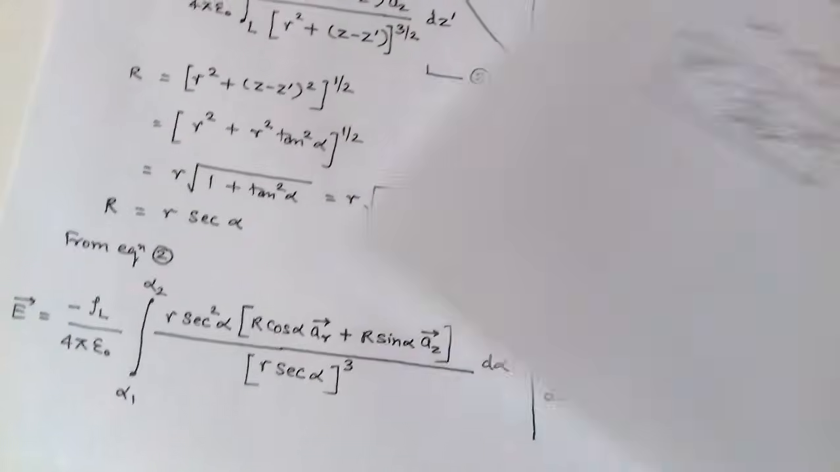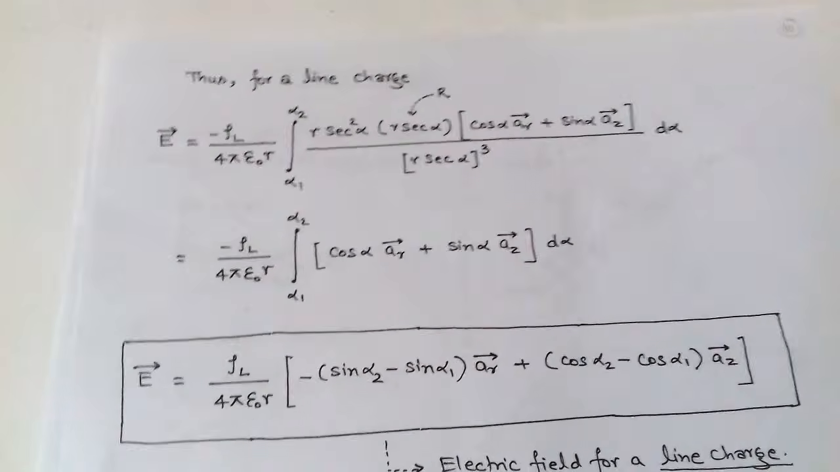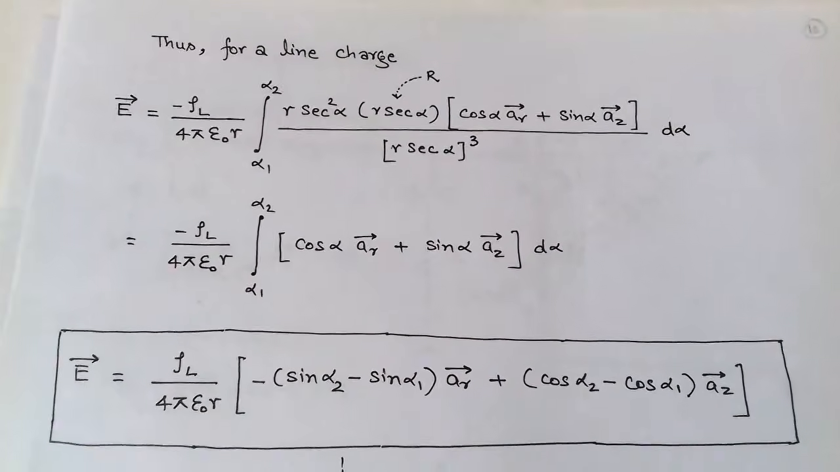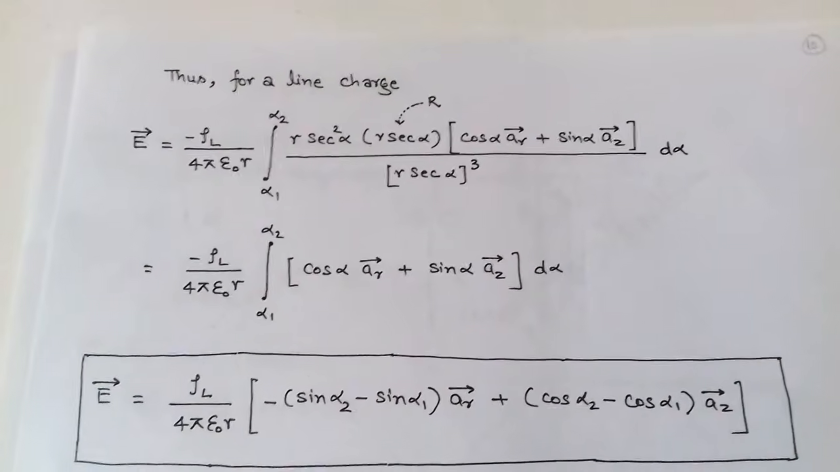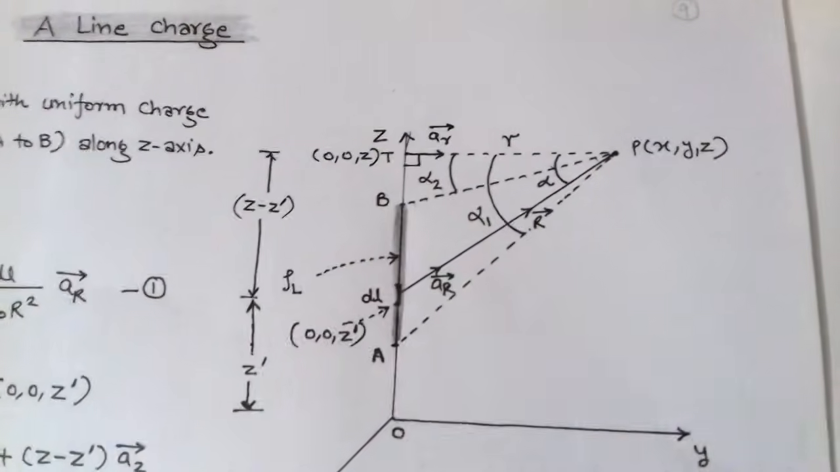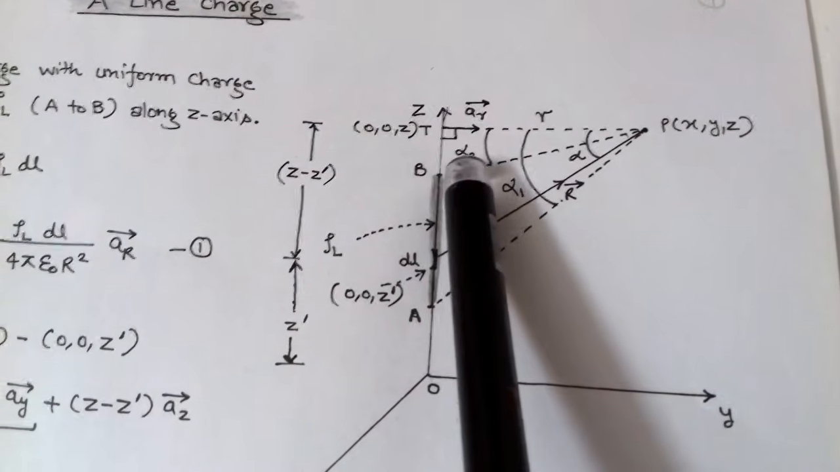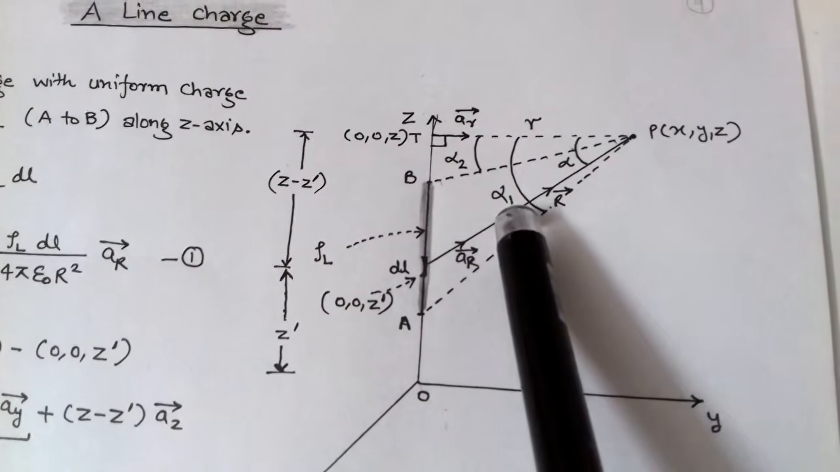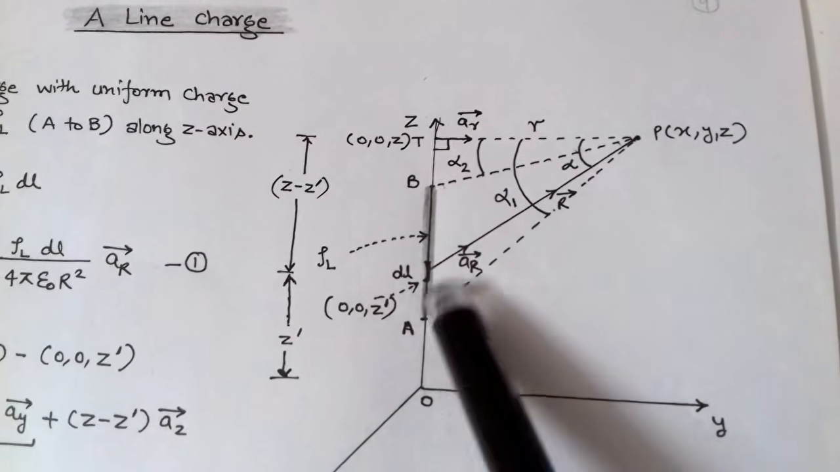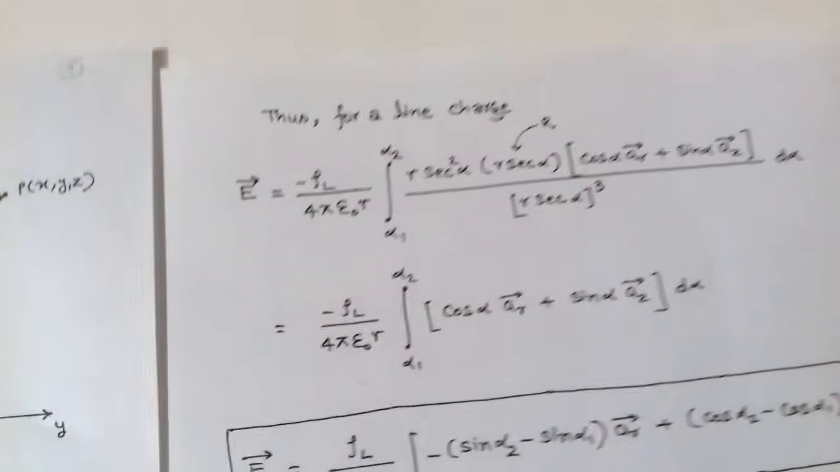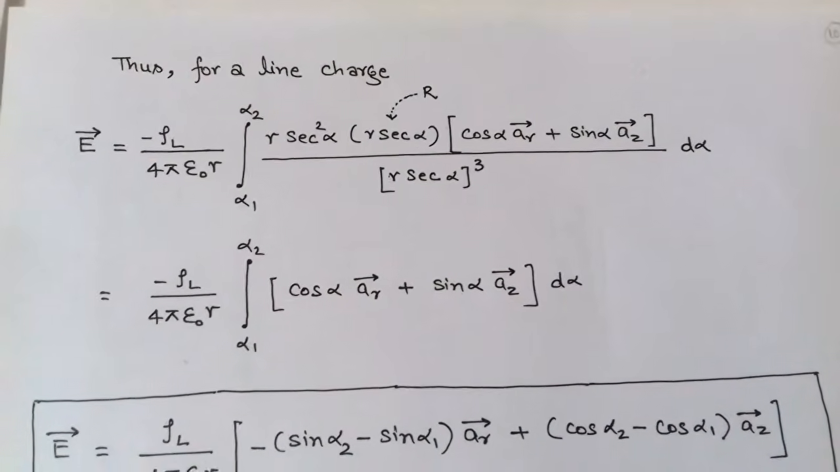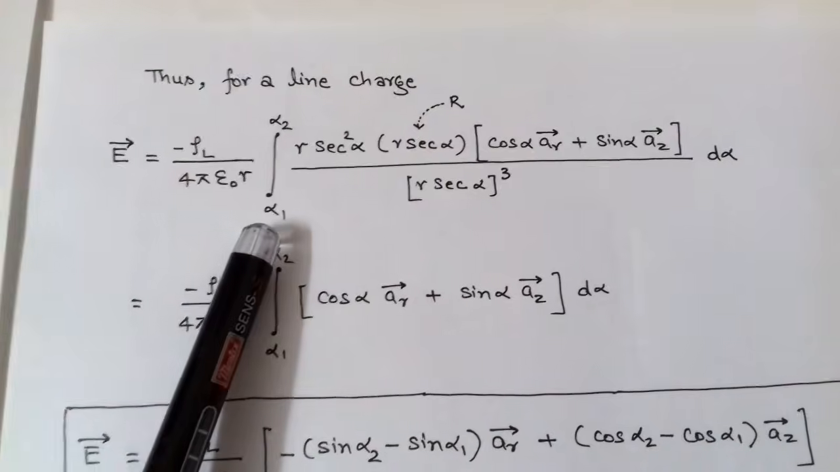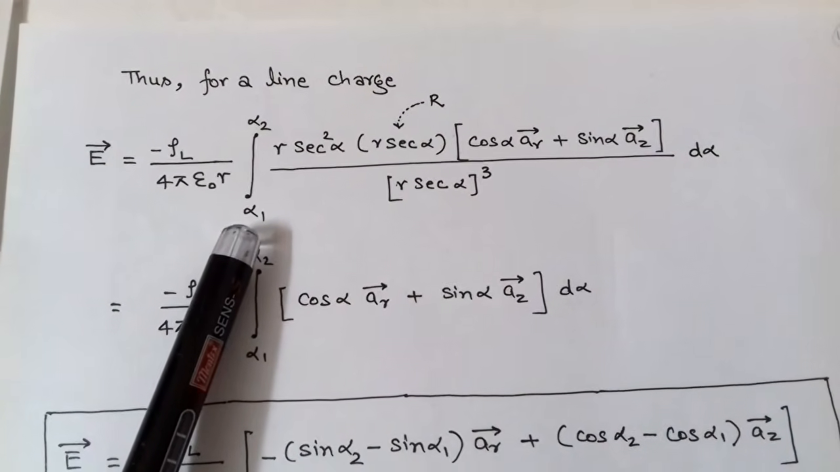After putting the value of dz dash, it converts into d alpha. So here we find the integration with respect to alpha. From the figure, the value of alpha changes from alpha 1 to alpha 2, since alpha 1 is with respect to point A and alpha 2 with respect to point B. So the limits are alpha 1 to alpha 2, and we integrate with respect to alpha.